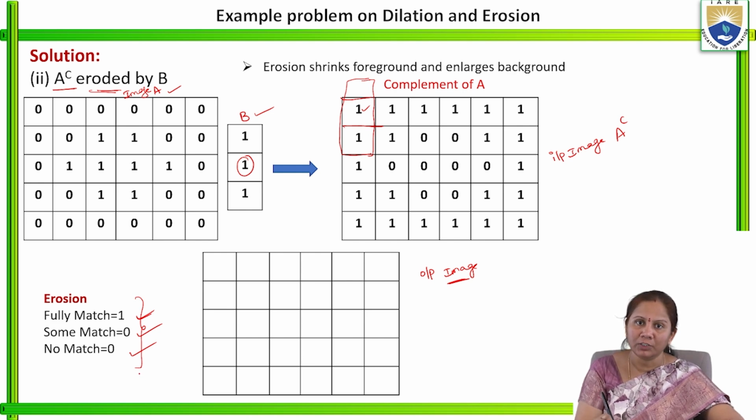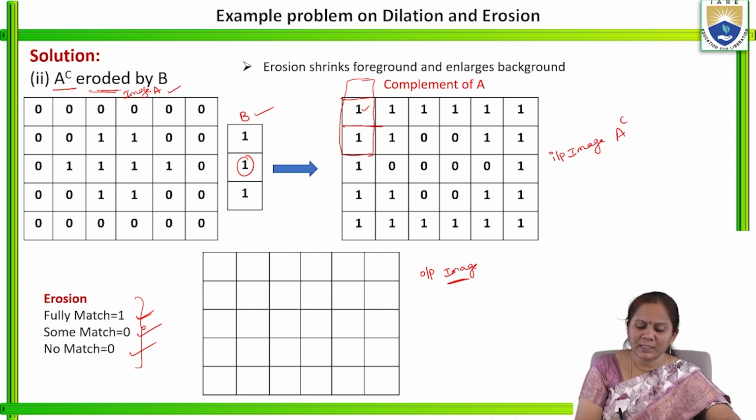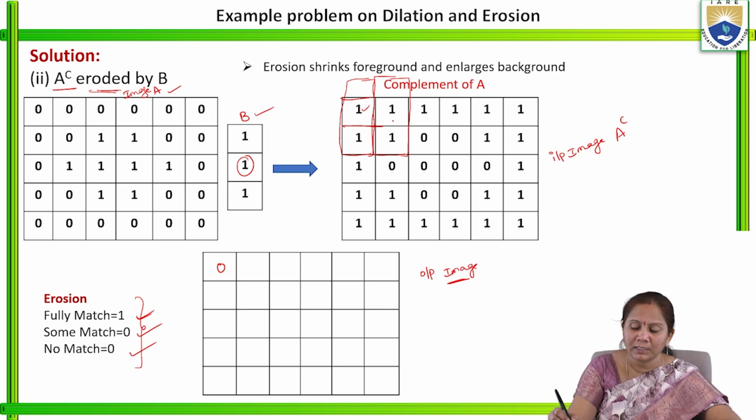Now, following all these conditions, if you place the structuring element on the image A, here an element is missing. It means it is not completely matched. So if there is some match, these two elements are matched with these two, but here there is no element. So even if there is some match, we have to place that element as 0 only. So in the output image, we have to put it as 0. Now, shift the structuring element B towards the right. Here also, one element is missing.